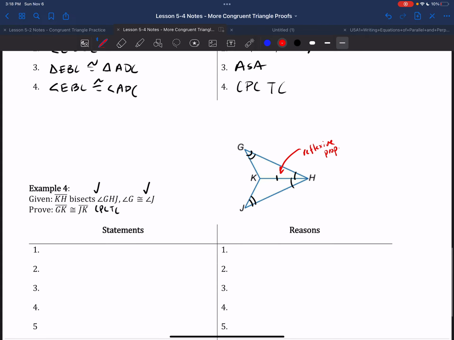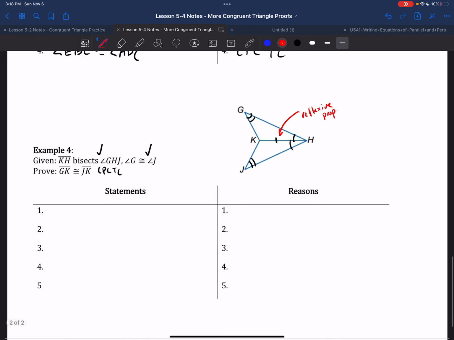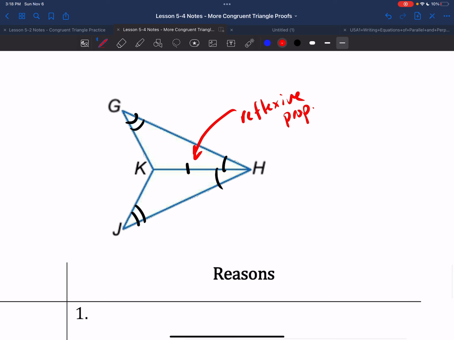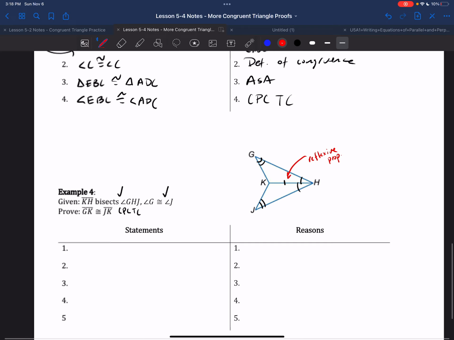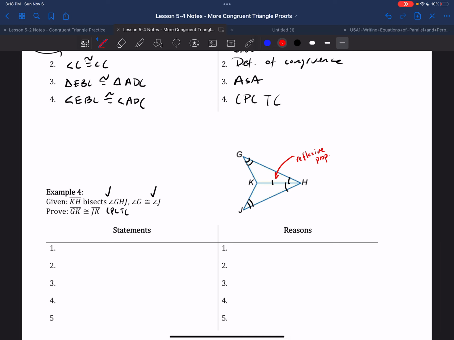Okay. So let's go ahead and start with my proof. I don't see any vertical angles here. I don't see parallel lines cut by a transversal, so I don't need to write alternate interior angles. I think I am good here. Let's see. KH bisects GHJ. That's good. Okay, and then angle G is congruent to angle J. So I marked everything. That's great.